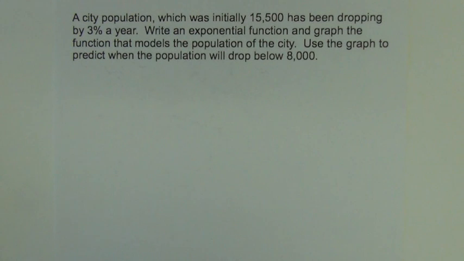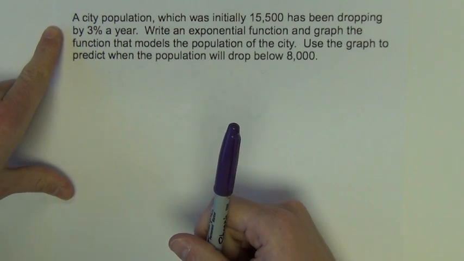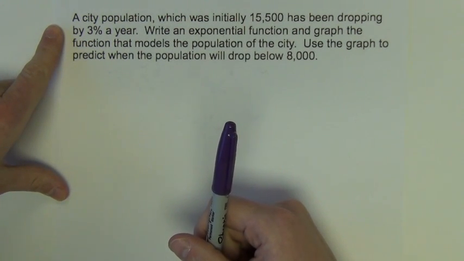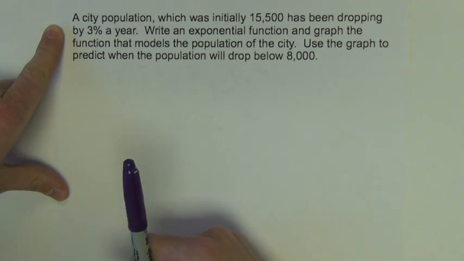Next example says the city population, which was initially 15,500, has been dropping by 3% a year. Write an exponential function and graph the function that models the population of the city. Use the graph to predict when the population will drop below 8,000.